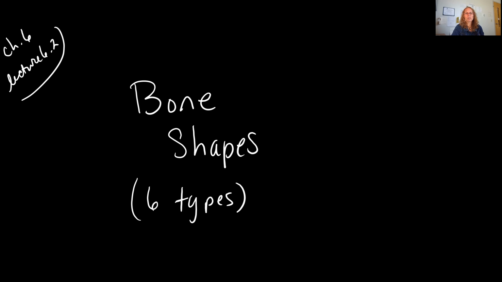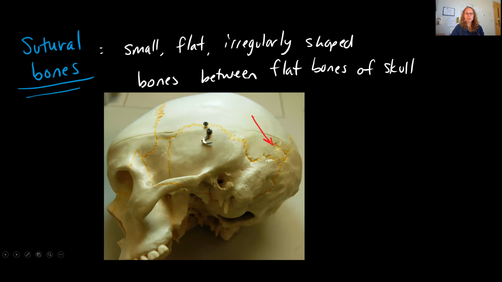Our topic for this video presentation are the 6 different types, or 6 different shapes, that we see for our skeleton. Starting out with our sutural bones. Sutural bones are small and flat. They're irregularly shaped bones, and they're going to be located between those flat bones of the skull. So you saw these when you were studying your cranial bones, but it wasn't really something that was pointed out or named probably as part of your lab work.